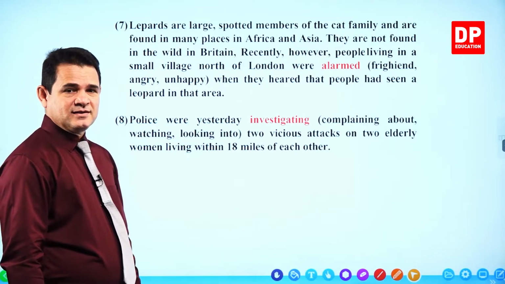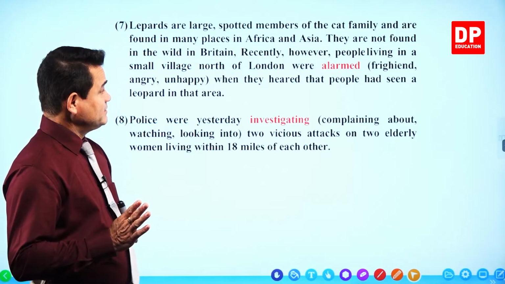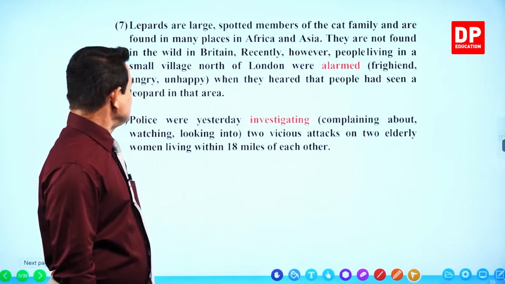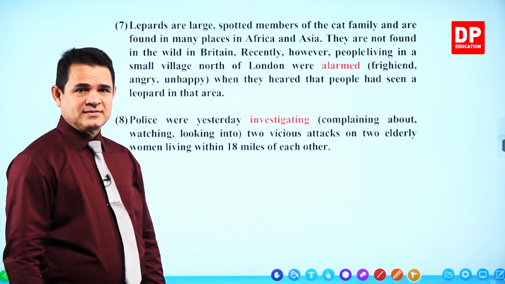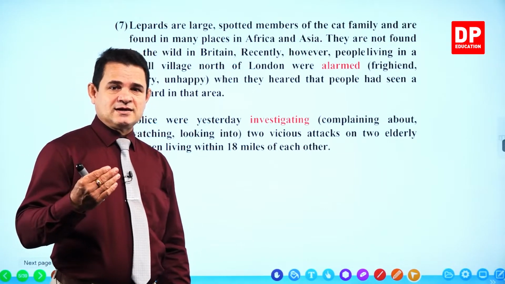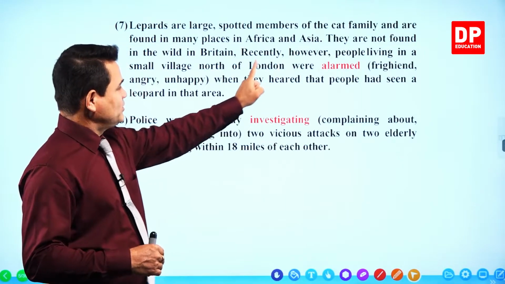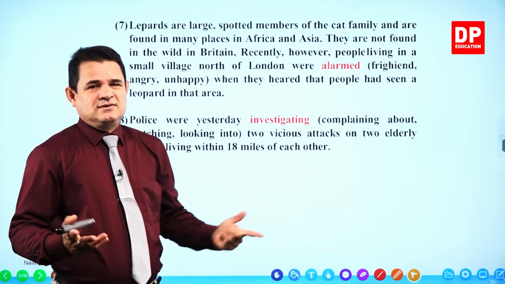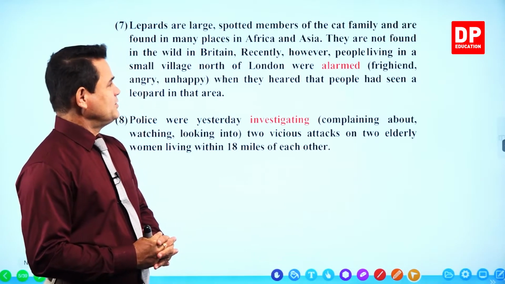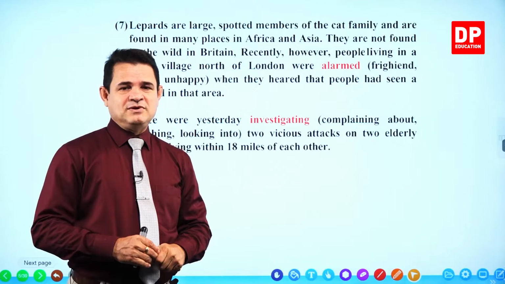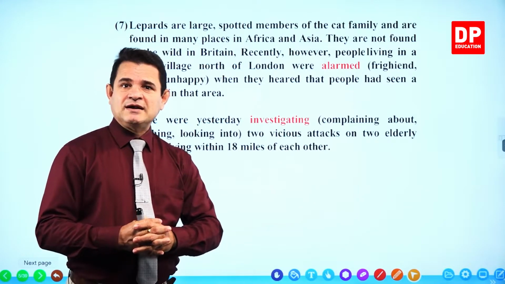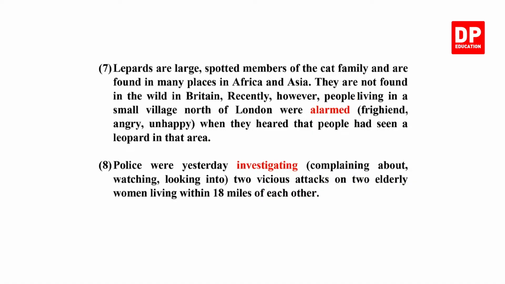What does it mean? They were alarmed when they heard that people had seen a leopard in that area. They heard that a leopard had been seen in that area. Now, what happens to them when they hear that? Frightened means scared, angry, unhappy. So what happens now? In Britain, in London, these leopards are not spotted. When they suddenly see something like that, then what is the answer? Actually, alarmed means they were frightened.